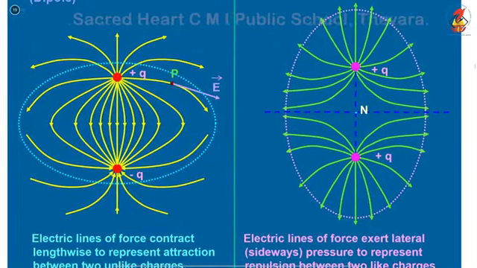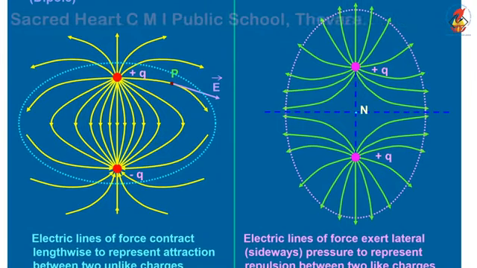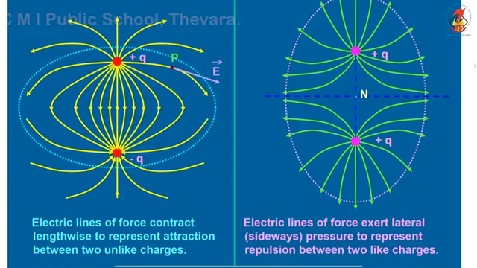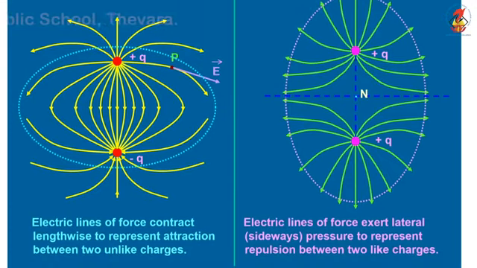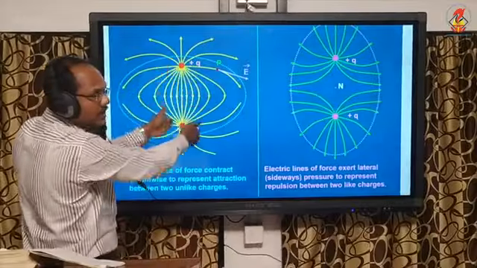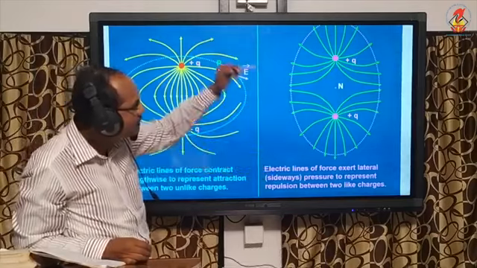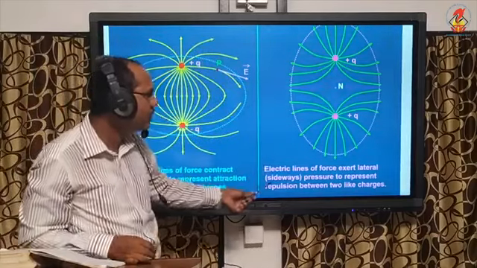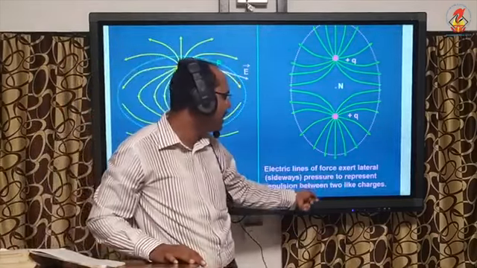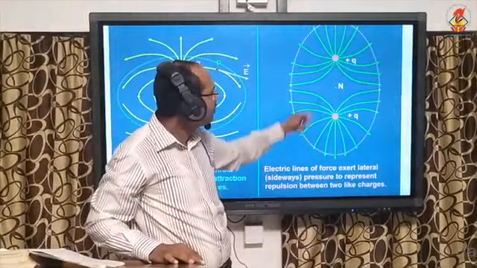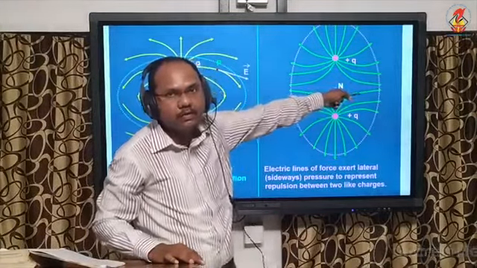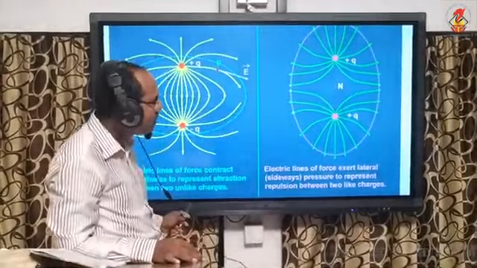Look at the figure on the left side. This is due to two unlike charges. So the field lines are getting attracted. That is why we say they contract lengthwise. This is the contraction lengthwise. Now look at the figure on the right side. There you can see two like charges. There the lines of force exert lateral pressure, which shows the repulsive force. Okay.